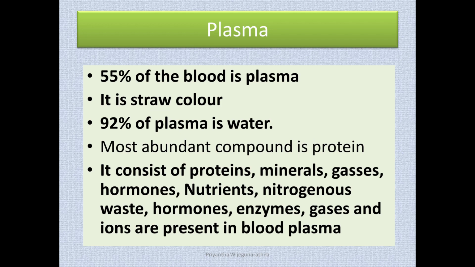Then the liquid part of the blood is plasma. You learned 45% of the blood is corpuscles and 55% of blood is plasma. It is a pale yellow or straw colored liquid. The main content, 92% of plasma, is water. The rest, 8%, contains protein, minerals, dissolved gases, hormones, nutrients, nitrogenous waste matter, enzymes, and various kinds of ions. They are also very essential for maintenance of life.